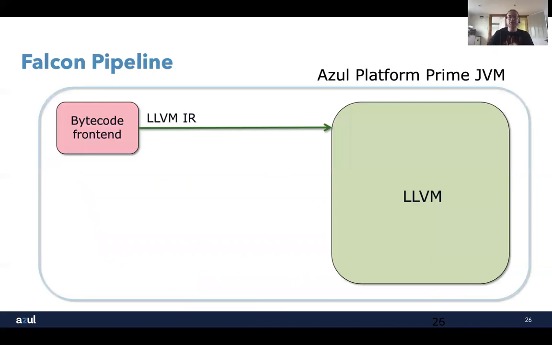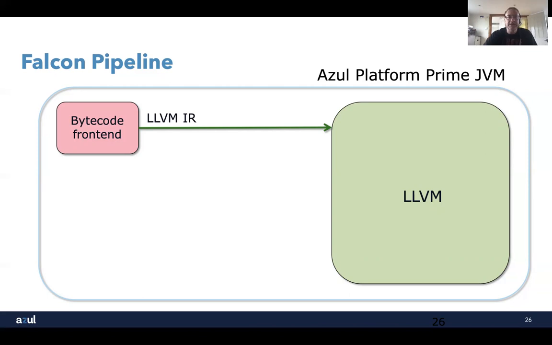But if we look in a little bit more detail at how things work inside our Prime JVM, what's happening is we're taking our bytecodes and converting them into the LLVM intermediate representation. That's what we pass to LLVM to compile and generate native instructions.